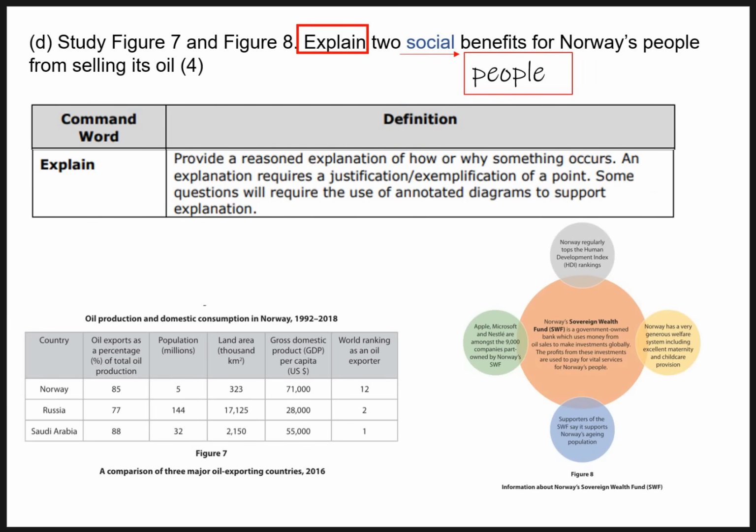Question D. Study figure 7 over here and figure 8. Explain 2 social benefits for Norway's people from selling its oil. We already had a look at that earlier when we were examining the source, and we identified this one here, didn't we? So the social, this is about people. Our explain question, that's the command word from Edexcel. So we're looking at an explanation of 2 social benefits for Norway's people from selling its oil. So we're not looking at benefits to businesses or the economy, but directly in support of people.